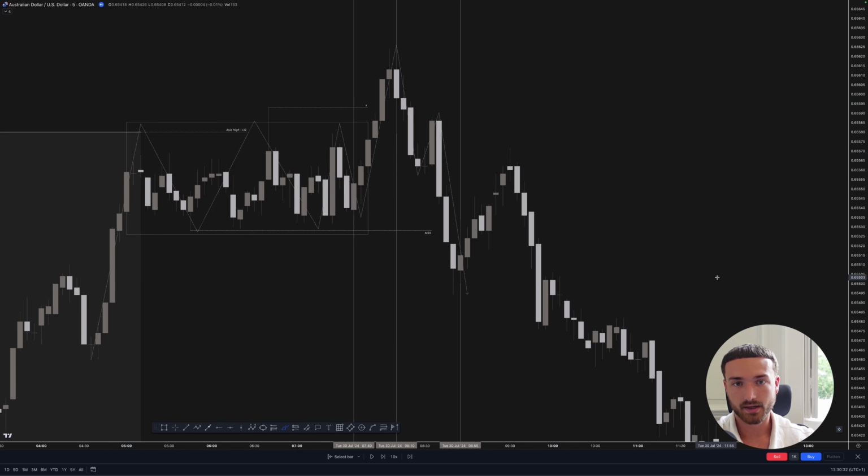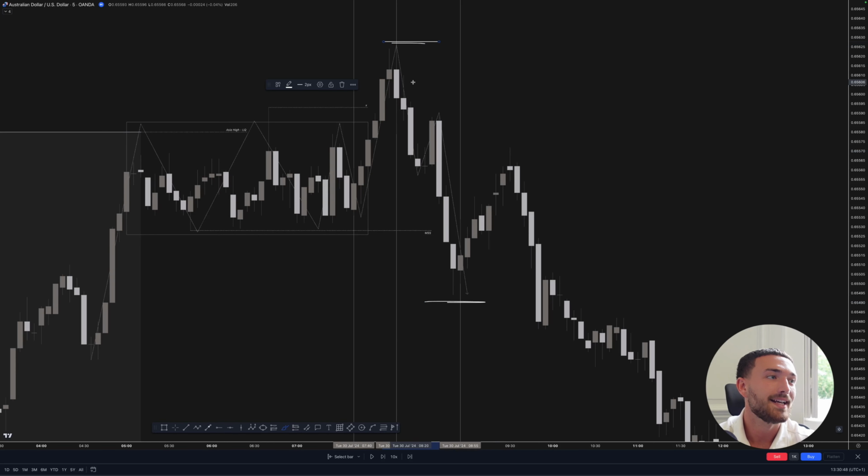Everything on the right-hand side should be systematic. We shouldn't actually even have to think about it. We just enter the market and we go with the flow. Okay, now I normally like to enter off inefficiencies in the market, and what I like to do is look at this phase in the market here, from that swing high to that swing low.